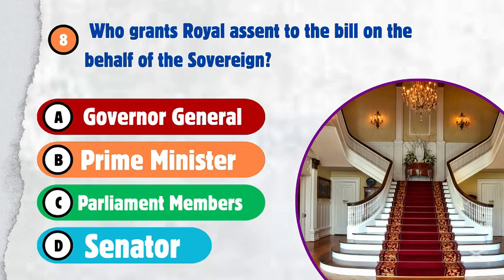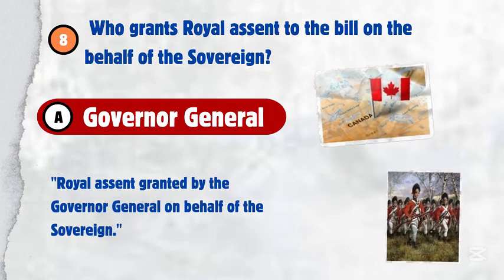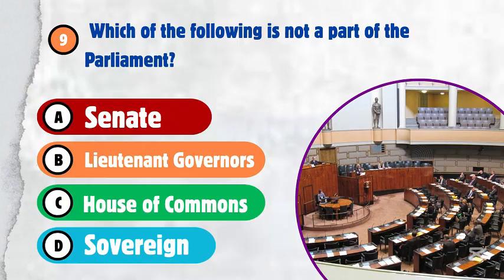8. Who grants royal assent to the bill on behalf of the sovereign? A. Governor General, B. Prime Minister, C. Parliament members, D. Senator. Answer: A. Governor General. Royal assent is granted by the Governor General on behalf of the sovereign.